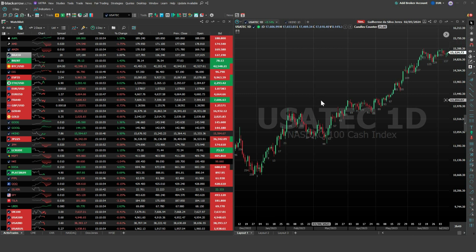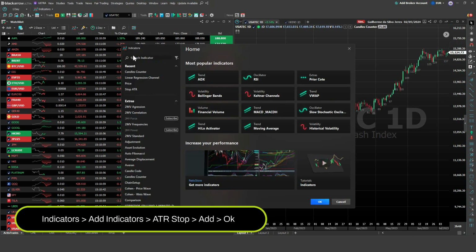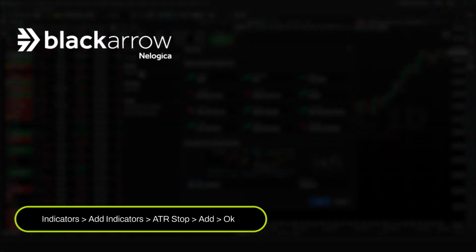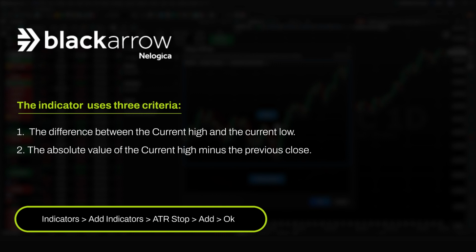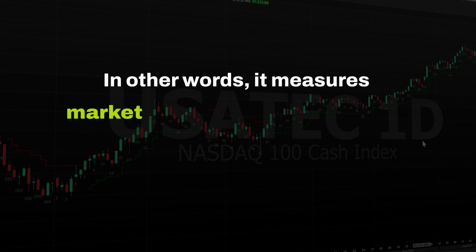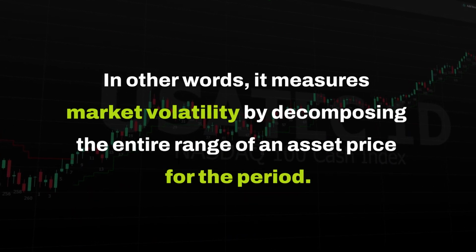To start things off, the goal of this indicator is to show you possible stop regions based on the volatility of an asset's price. Here's the deal, it looks at three things. Number one, the difference between the current high and the current low. Number two, the absolute value of the current high minus the previous close. And the last one, the absolute value of the current low minus the previous close. In other words, it measures market volatility by decomposing the entire range of an asset price for the period.